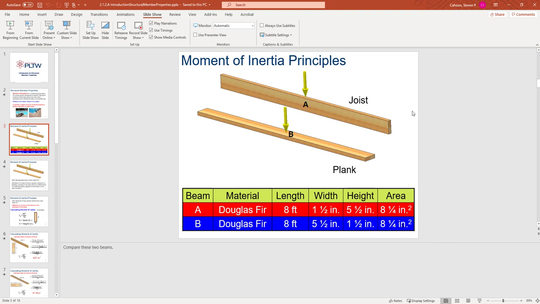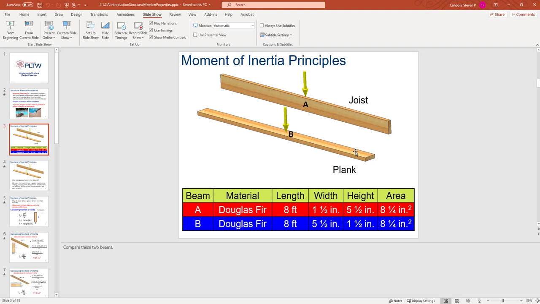This is a board being used in a joist orientation, meaning it's standing upright like that. A plank is here, and a plank is when we use the board flat. So, for example, if you have a deck at home, all of the boards on top of your deck look like this. They're laying flat like this. And those boards are in plank formation, right?